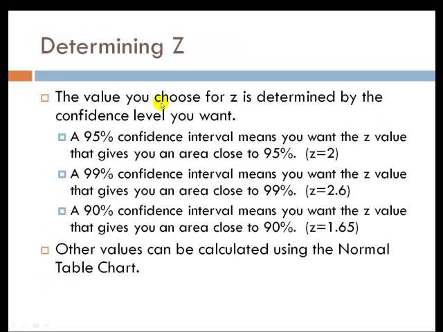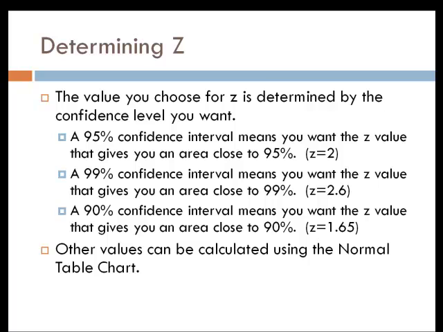Now the value you choose for Z is determined by the confidence level that you want. So if you want to be 95% sure that your interval includes the parameter, you use a Z value that gives you an area close to 95%. In this case, that's 2. If you want 99% confidence, meaning 99% of the time your interval will include that parameter, then you would use more SEs. You'd go 2.6 SEs out from your sample estimate.